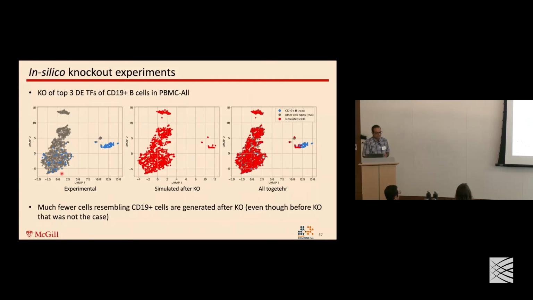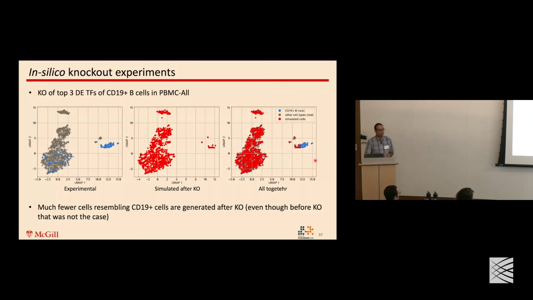So on the left, you can see the experimental reference data set. Blue are the cell type of interest. You can see most of them are in this island. There are some of them in this big region. And here is the simulated data after the knockout. And already we can see that in this island, fewer cells are being generated. And when we superimpose them on top of each other, we can further see that there is this region that is no longer being generated, corresponding to CD19 plus B cells.